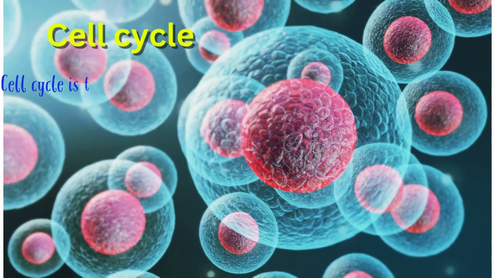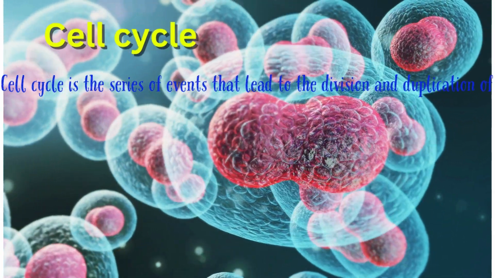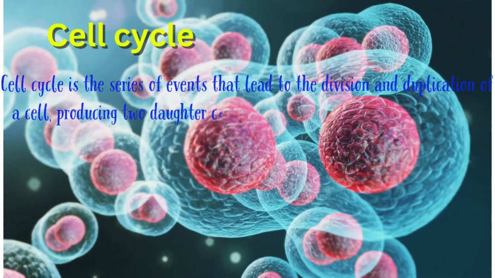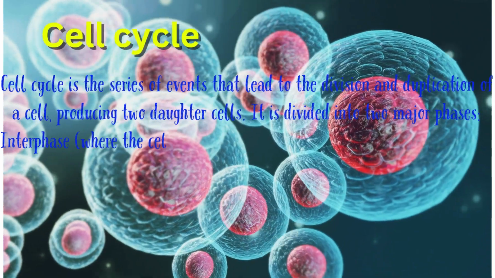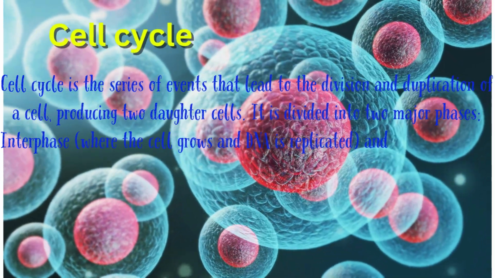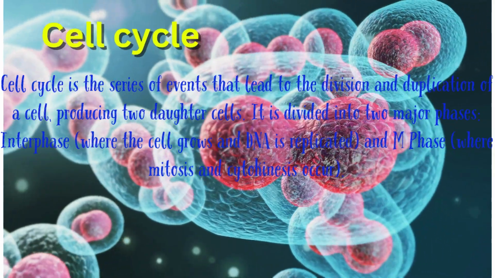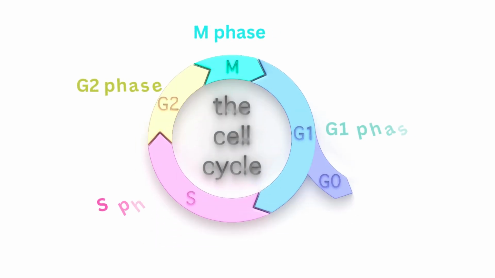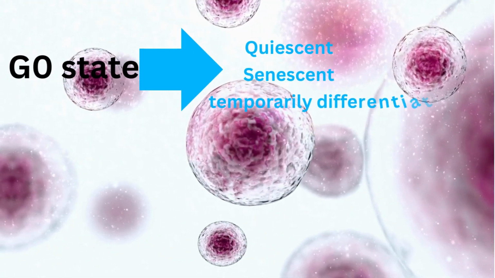What is cell cycle? Cell cycle is the series of events that lead to the division and duplication of a cell, producing two daughter cells. It is divided into two major phases: interphase, where the cell grows and DNA is replicated, and M phase, where mitosis and cytokinesis occur. Interphase has three phases: G1 or gap1 phase, S or synthesis phase, and G2 or gap2 phase. Cells that do not divide enter into G0 phase.